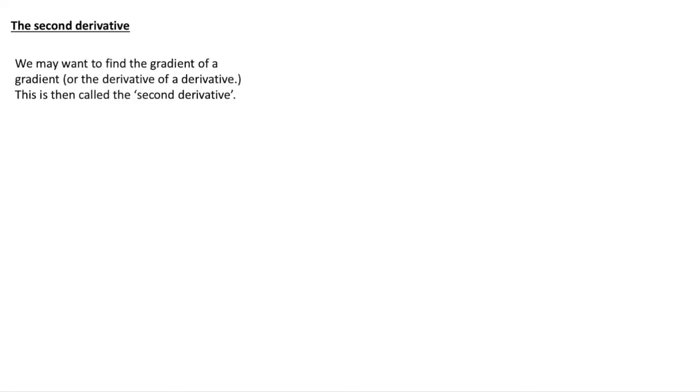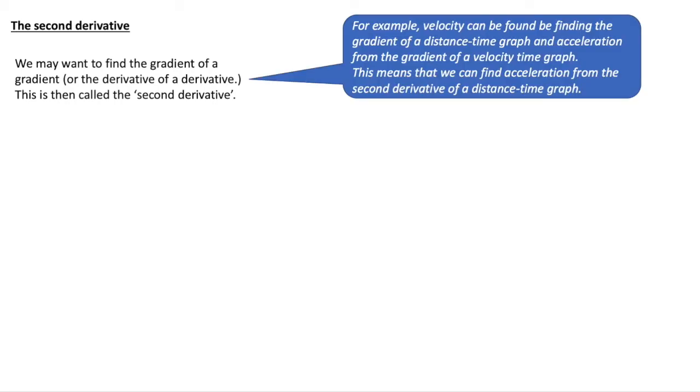The second derivative, so what does that mean? Well, if we want to find the gradient of a gradient, or the derivative of a derivative, then this is called helpfully the second derivative. So the derivative itself can be called the first derivative, and then if we differentiate that, we get the second derivative.